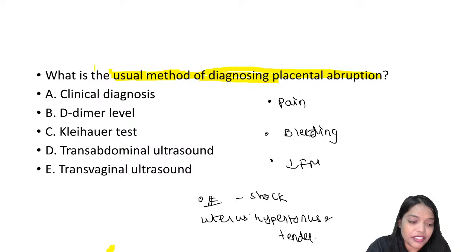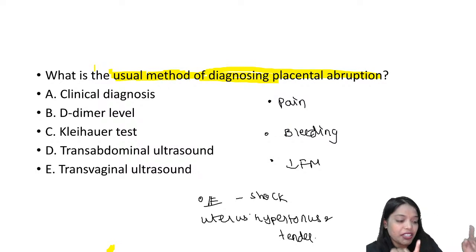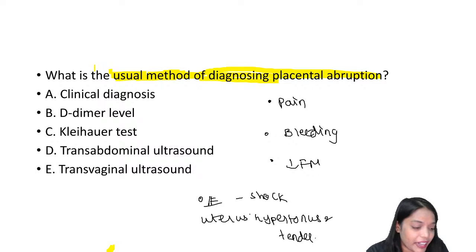With this clinical history, if I have to confirm my diagnosis that yes, this is an abruption only, what is the next thing I can do? I have seen the history: she is telling painful bleeding, decreased fetal movement. On examination, the patient is in shock, uterus hypertonus and tender. I will do ARM. I will not go for D-dimer or trans-abdominal ultrasound and all. Do a PV, do an ARM.